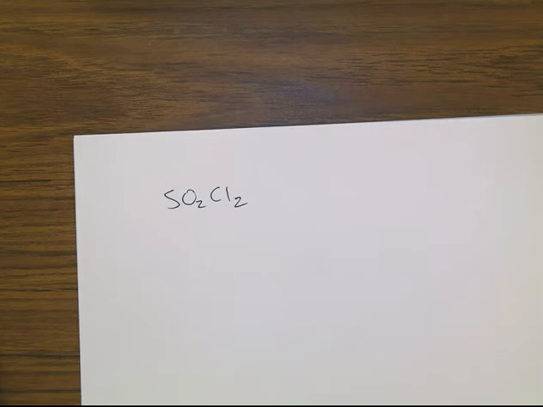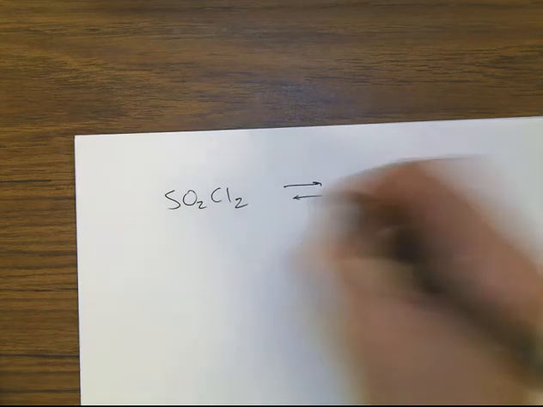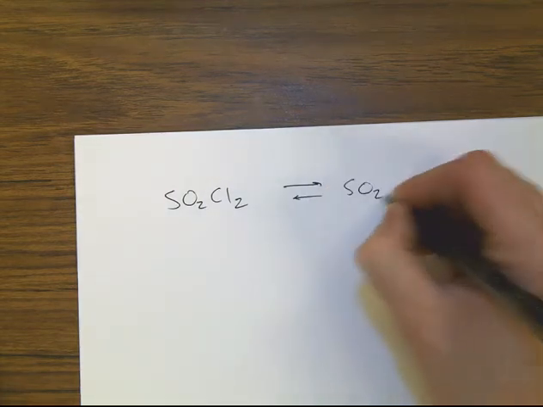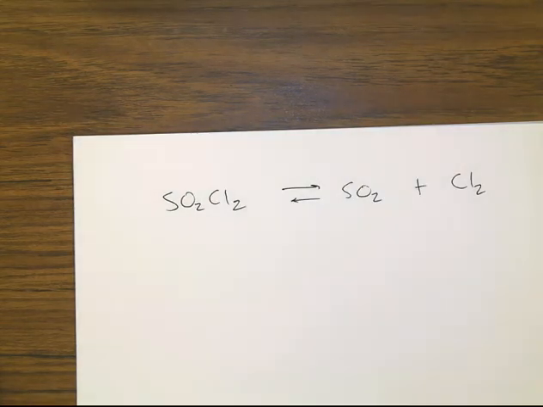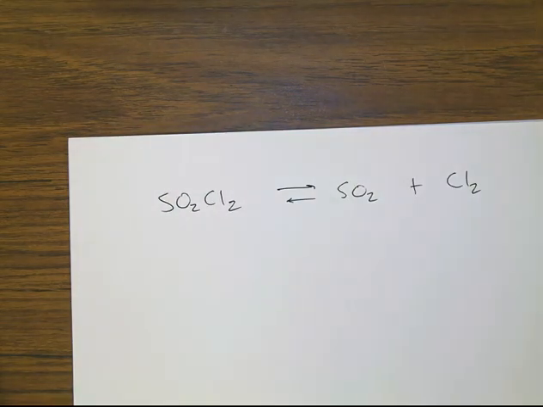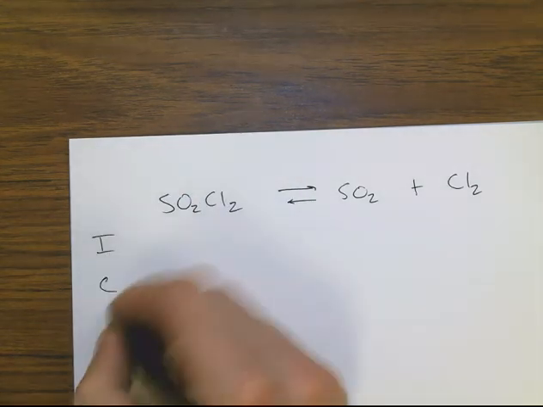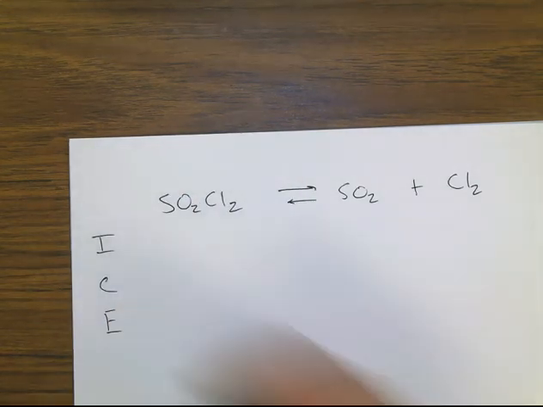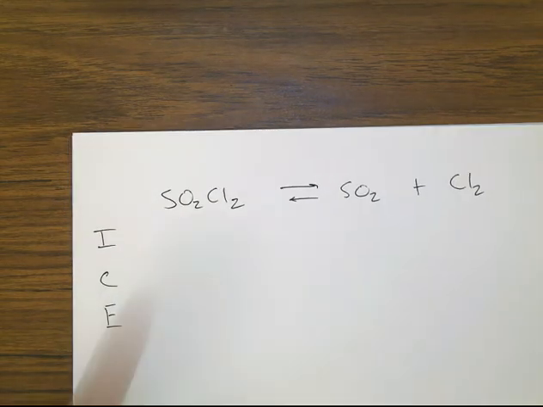So again, it's SO2Cl2, which is a gas, and then it's in equilibrium with SO2 and chlorine. Now the equation is already balanced, so it's a convenient 1-to-1-to-1 ratio essentially, and then it tells you some given information. I'm going to break out the ICE table for this one: initial, change, equilibrium. Initially, you begin with 1 molar of SO2Cl2.